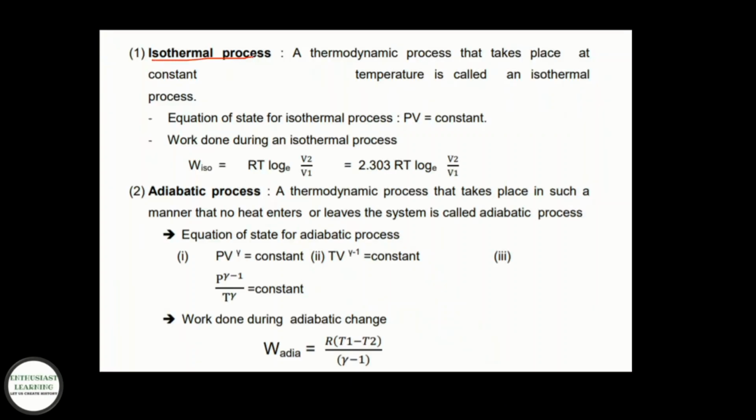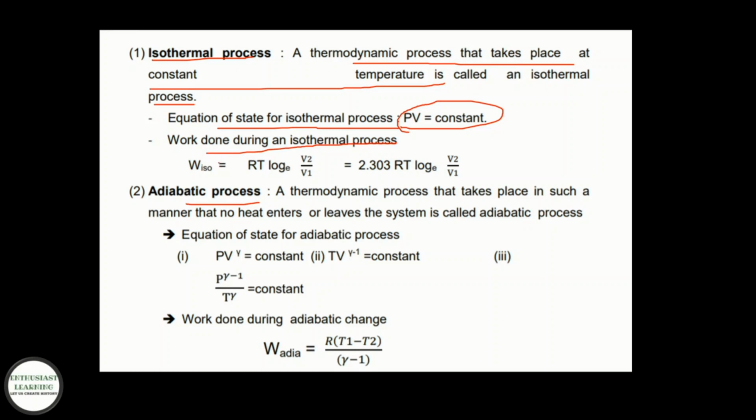Isothermal processes and adiabatic processes. A process that takes place at constant temperature is called an isothermal process. Equation of state for an isothermal process is PV = constant. Work done during an isothermal process is RT ln(V2/V1) = 2.303 RT log10(P1/P2). We have done this earlier also.